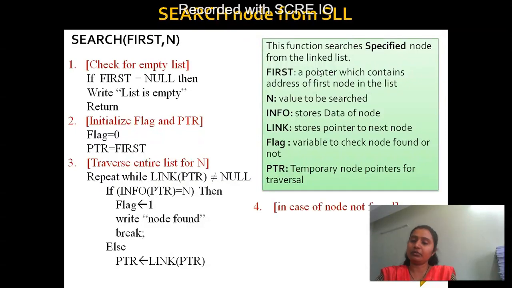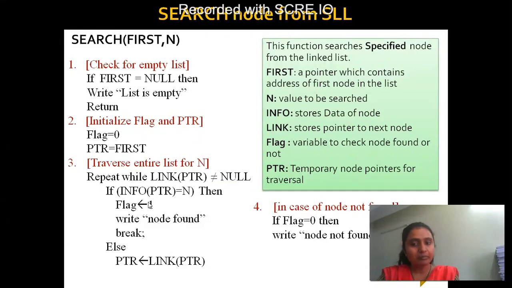What if the node is not found, no such node having value n? Then flag is 0, because flag will be turned to 1 whenever a node is found. If the entire list is traversed and still there is no node having value n, then there is no such node available in my list, and I have to return node not found.